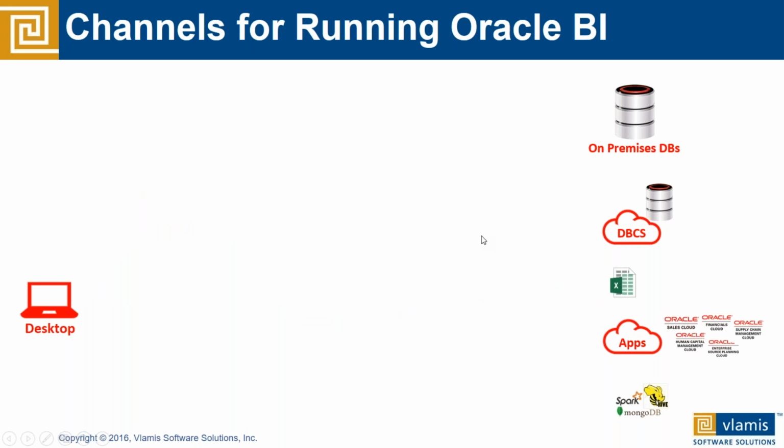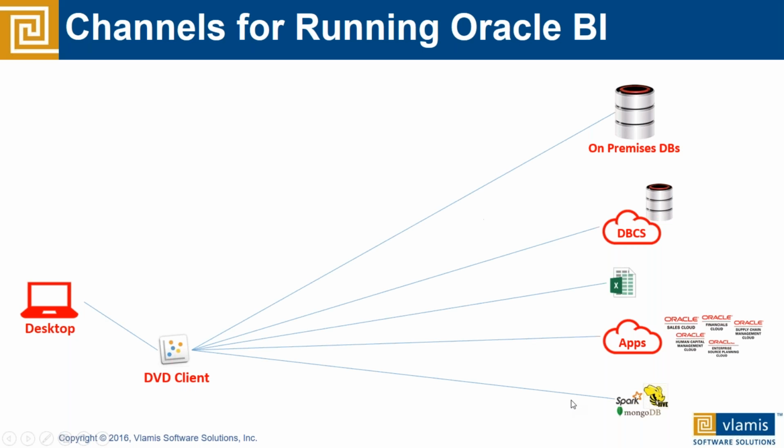Finally, just about the turn of 2016, beginning of 2016, Oracle came out with a data visualization desktop client running in the same computer as you run your desktop. This does not require a browser. It's a standalone Windows application. And from that, you can get at all of these data sources without any map, without any RPD file.